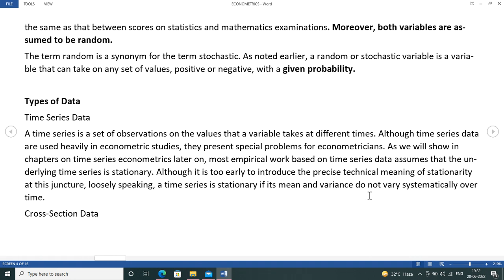So the term random or stochastic is heavily used in econometric analysis. A random or stochastic variable is a variable that can take any set of values, positive or negative, with a given probability. If you say a variable is not stochastic or not random, it's fixed, then you will not have the case of probability, because you have a 100% probability of that variable, since it will anyway come. But if you attach probability values to any variable, you are attaching an element of randomness.